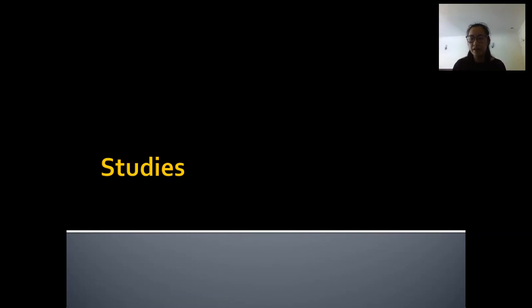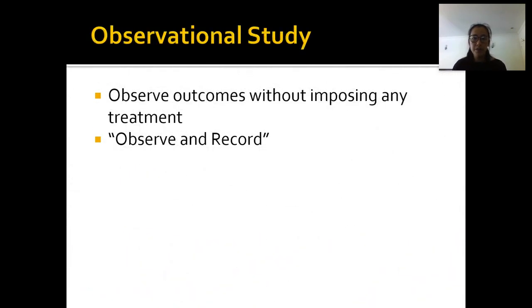Today we're going to be specifically talking about experimental design. Just as a review, I wanted to talk about the two different kinds of studies we have. We have observational studies, where you observe outcomes without imposing any treatment. So it's more of an observe and record type of study. That's the one type of study.